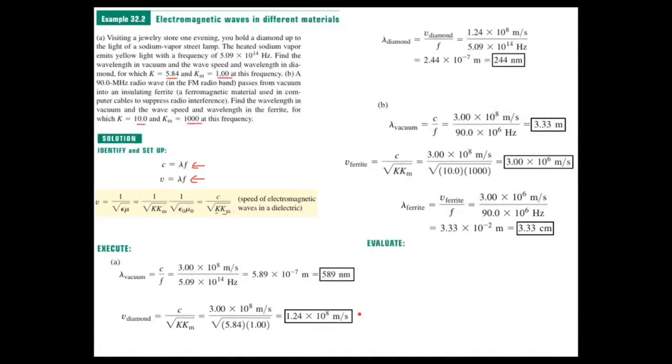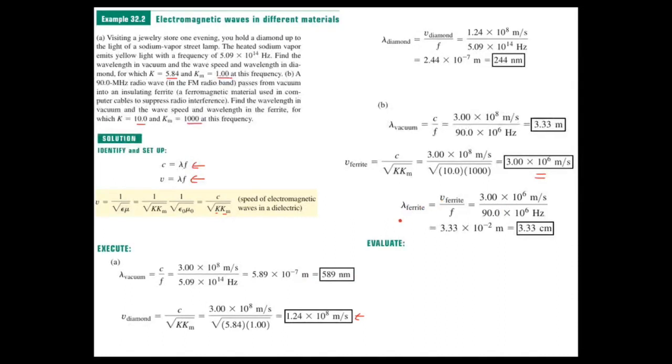Notice that these speeds can actually be quite a bit lower than the speed of light in vacuum. So this is about 1/3 the speed of light in vacuum, and this one is really slow. It's about 1% of the speed of light in vacuum. Also note that the dielectric does not change the frequency of the electromagnetic wave. f is the same throughout these calculations. What it changes is the wavelength and the speed.